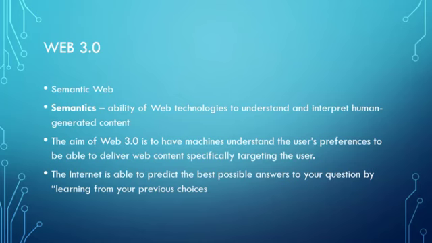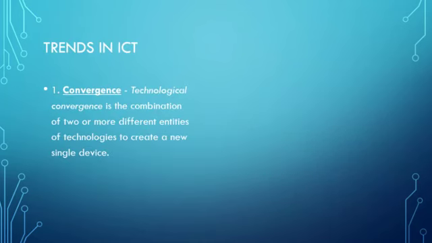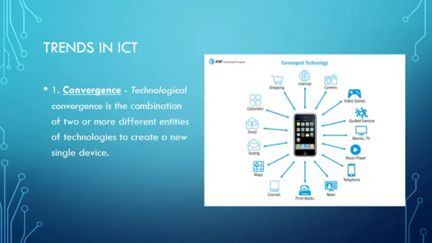Okay? So next, we have trends in ICT. So first one is convergence. Technological convergence is the combination of two or more different entities of technologies to create a new single device. So before, if you needed a clock, you bought a watch. If you needed to call, to communicate with other people, a landline or beeper. If you needed something like a to-do list or, you know, help with note-taking, then you had to buy a personal digital assistant or PDA.